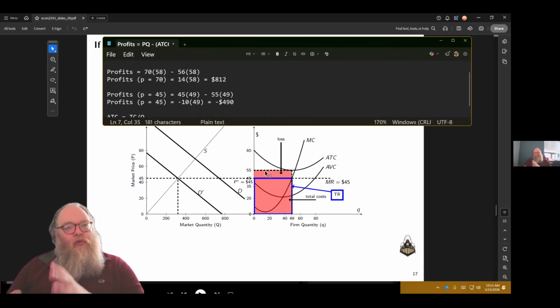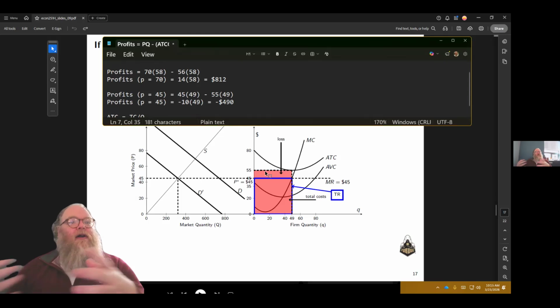Now, as a real quick aside, one of the things that students often get confused about when you're asked to calculate things like profits is profits when they're less than zero, because a lot of students come into an economics class and they think of profits as being inherently greater than zero.